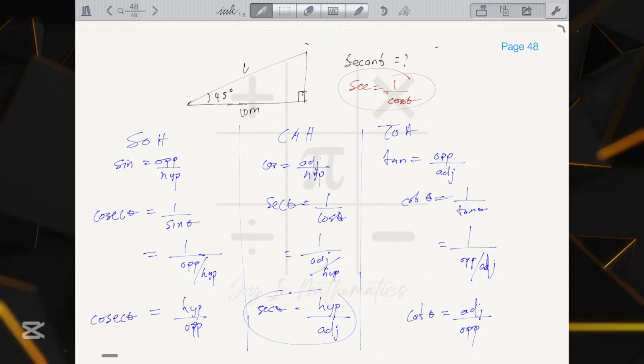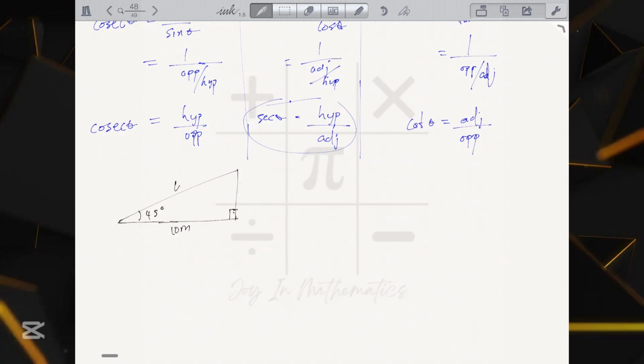This diagram shows us, okay, let's duplicate it. This diagram shows us that our hypotenuse is equal to L, our adjacent is equal to 10, and our theta is equal to 45 degrees. Then we are using secant, so sec theta is equal to hypotenuse over adjacent. So sec 45 degrees is equal to the hypotenuse, which is what we are looking for, the length of the ramp L, over the adjacent, which is 10.